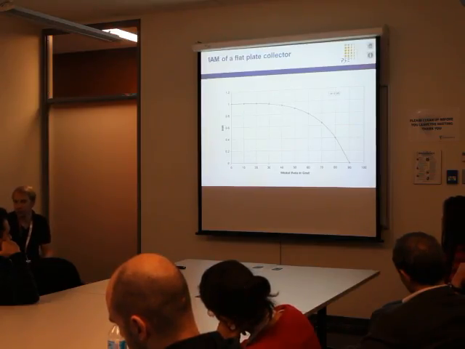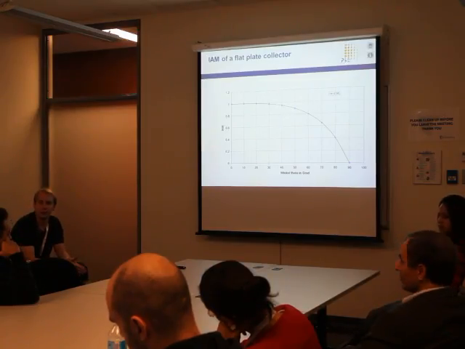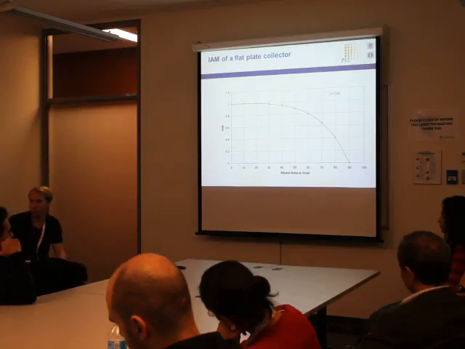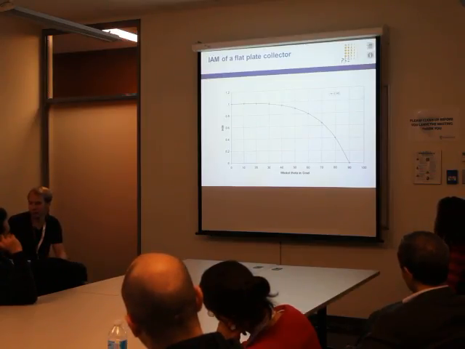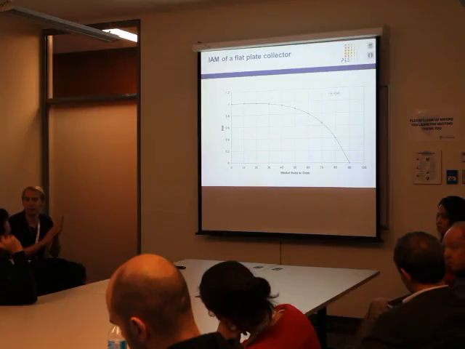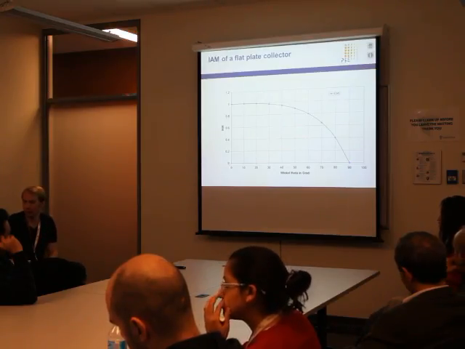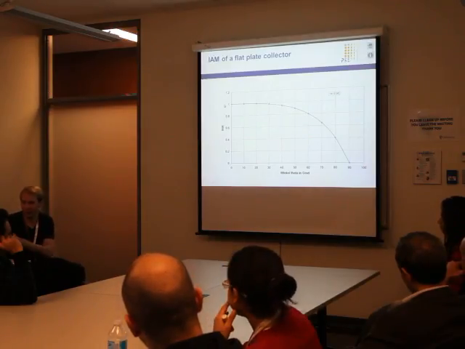So the incident angle modifier is a factor describing the efficiency decrease if the light comes from a different angle. Is the angle measured from the normal? Yes, that's the normal here, and the incident angle is defined that way. I will come to that.